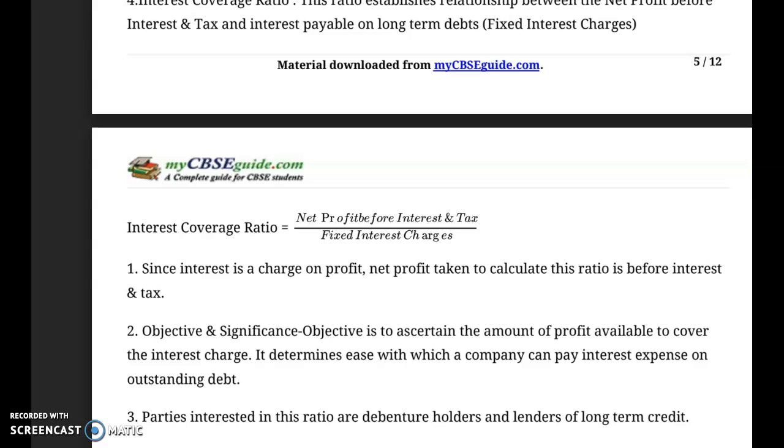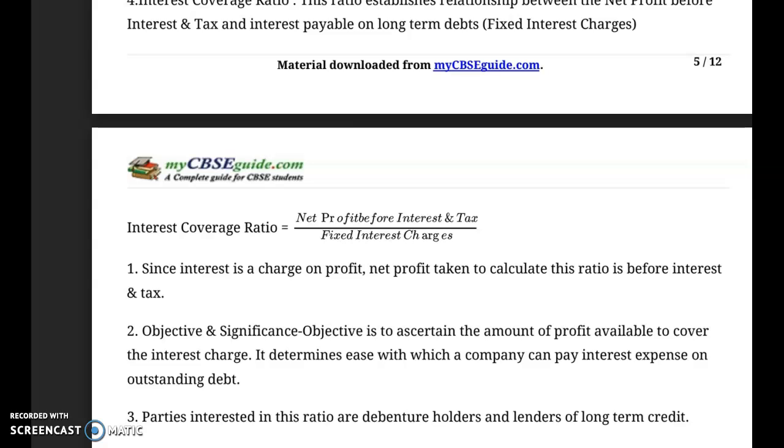See here, the further points clarify this ratio. Since interest is a charge on profit, the net profit taken to calculate this ratio is before interest and tax, before deducting the amount of long-term interest and the income tax, whatever the profit is, that is taken for this particular formula. The objective and significance of this ratio is to ascertain the amount of profit available to cover the interest charges. Here please again understand, interest charges here means interest on the long-term liabilities.